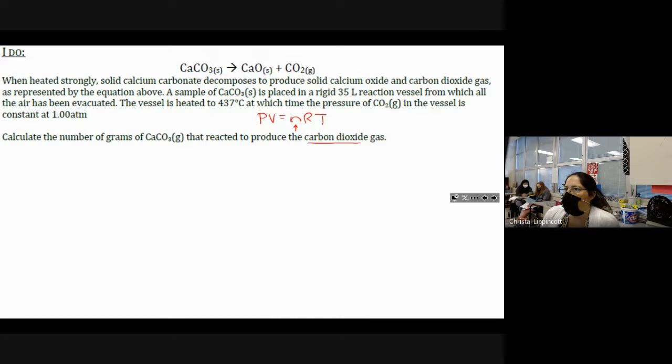So if I rearrange this equation to have n here, that means it's going to be PV over RT. Did I lose anybody algebraically there? All right, we're going to find our information in our problem here. Our pressure is 1 atm. My volume, they told us, was 35 liters. Make sure that it is in liters. If it's in milliliters, you have to convert it to liters.